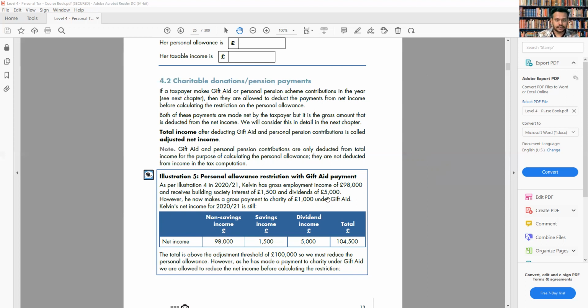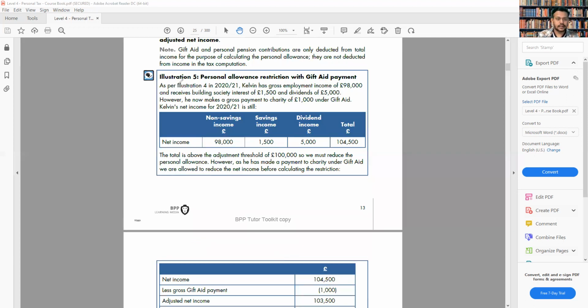Let's read one of the examples from here first. We have here illustration number 5. Personal allowance restriction with gift aid payment. As per illustration 4 in 2020-21, Kelvin has a gross employment income of 98,000, receives building society interest of 1,500 and dividends of 5,000. However, he now makes a gross payment to charity of 1,000.